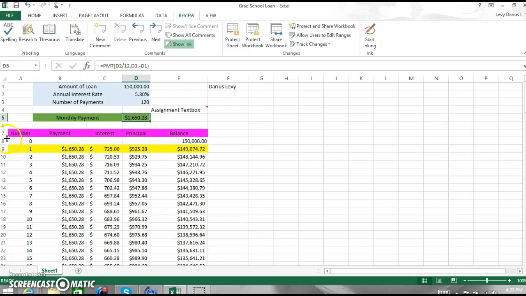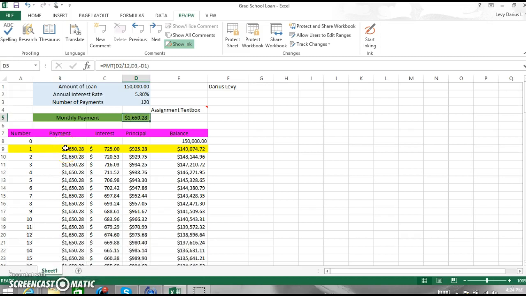Okay, after I got that monthly amount, I put in from A7 to E7: number, payment, interest, principal, and balance. Then after that, for row 8, I put 0 for the number, but for the balance, I put the total balance it would be for the grad school.